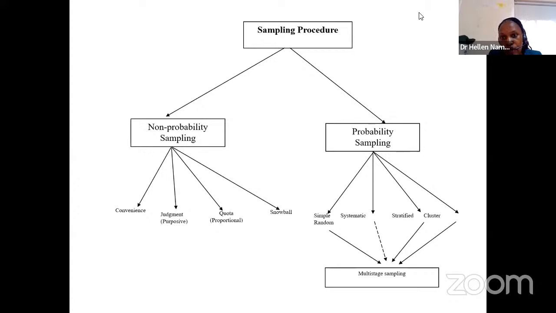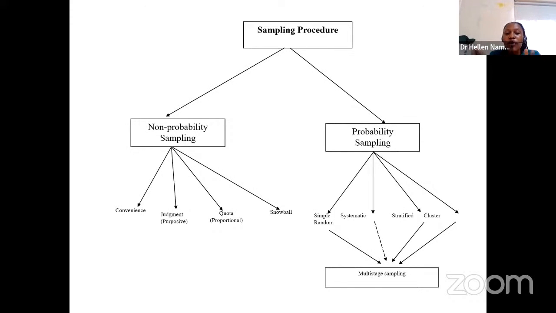So now we are moving on to what we call the sampling procedure. When you're conducting your surveys, of course, there are various procedures that you can use. We have non-probability sampling and probability sampling procedures. With non-probability sampling procedures, there are types like convenience, purposive, and snowball. And when you come to probability sampling procedures, we have simple random, systematic, stratified, and cluster.